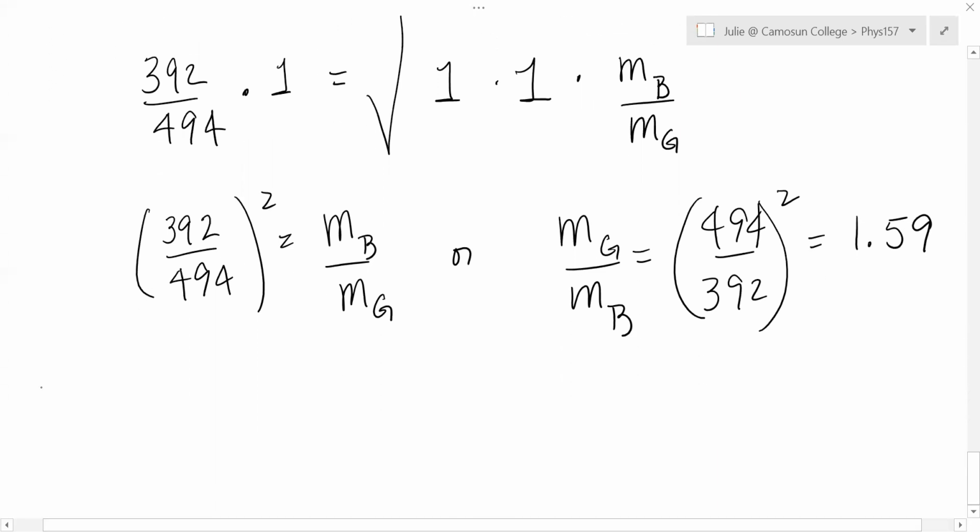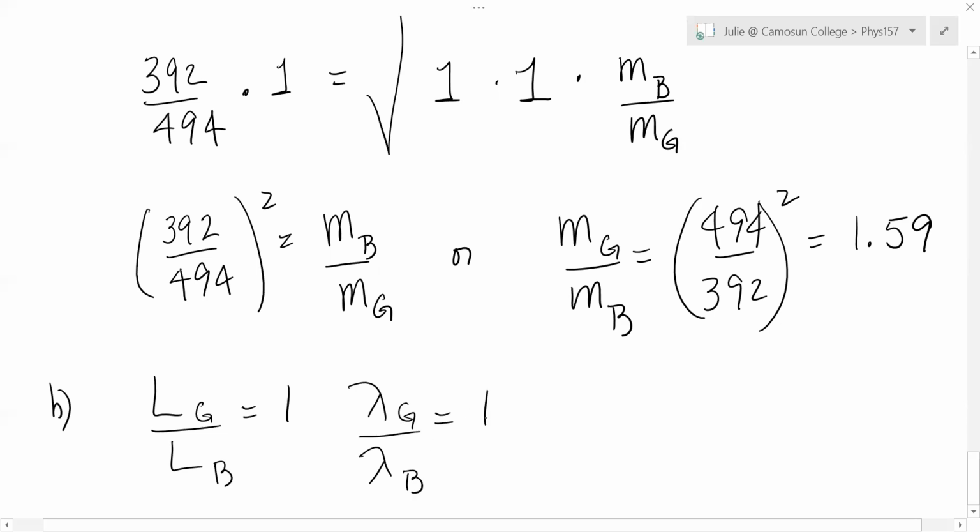Now we can use the same equation for B. We're just going to be told different ratios and have to work out a different ratio. So B, now it says the two strings have the same length. Okay, so LG over LB is 1. They have the same wavelength, lambda over lambda, 1. They also have the same mass per unit length, which means the masses must be the same. So MB over M, doesn't matter which way I do it, it's 1 anyways.